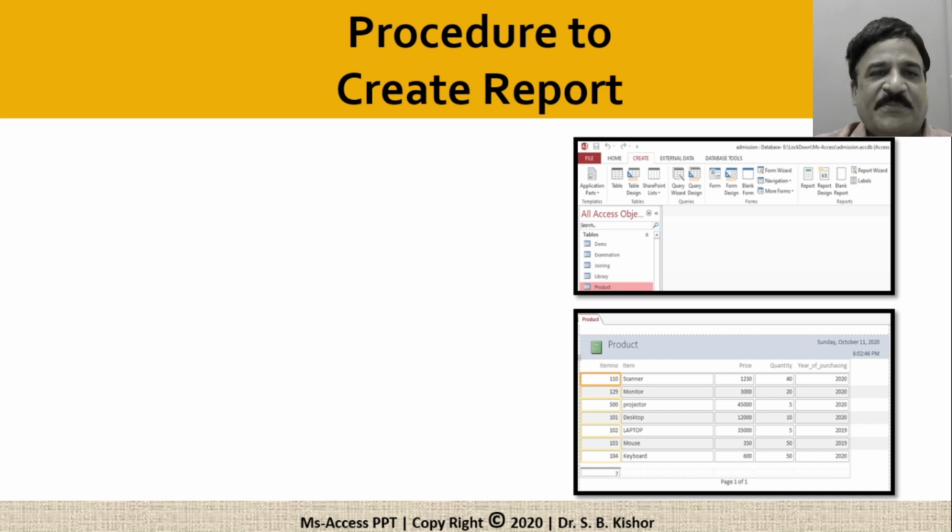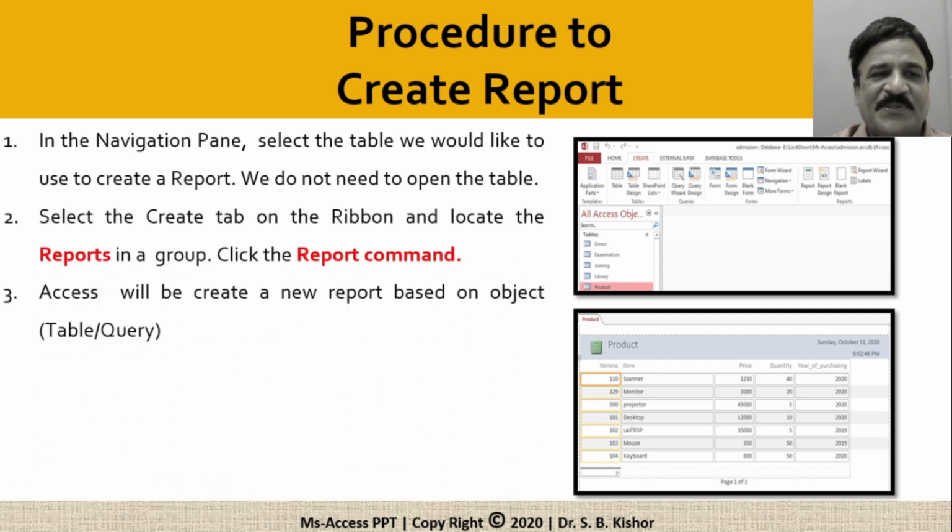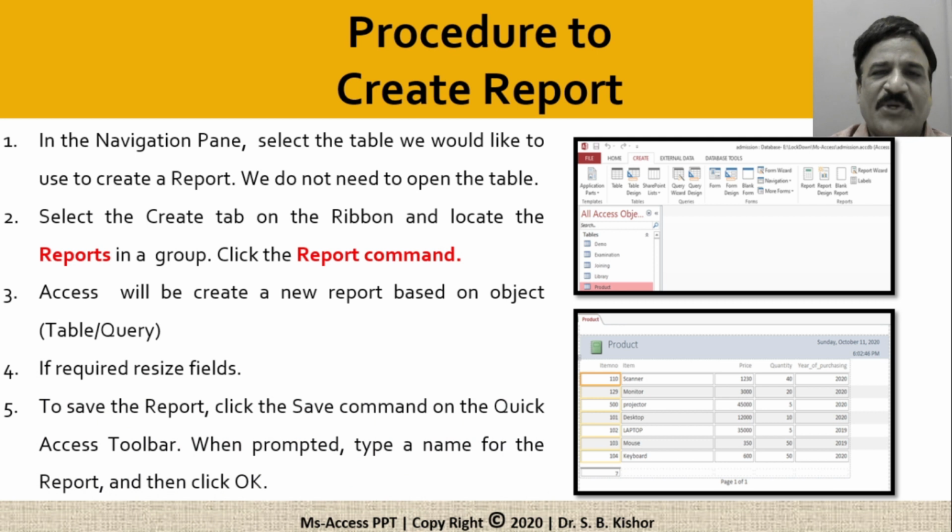The procedure to create a report has been given over here. Of course, we will discuss it during our practical session. This is just for your reference purpose, nothing else. The steps are very simple. First of all, you need to select the table. Then from the Create tab you need to select what? A report. Then Access will create a new report based on the object. Like I said earlier, it may be a table or query. Then if required, resize the fields, and finally you need to save the report, and you will also be able to take a printout of that particular report.